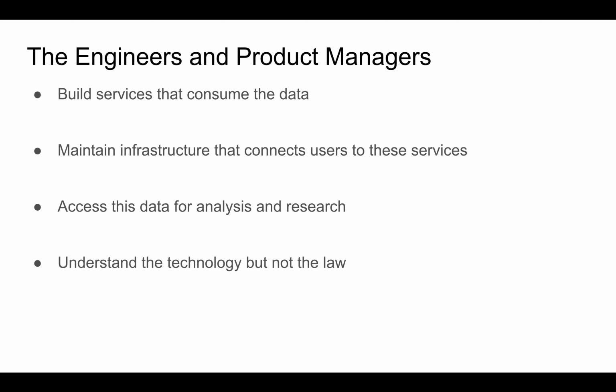The engineers and the product managers are critical because they are the ones who build the services that make your roadmap. They consume the data. These services actually make money for your company. They also maintain the infrastructure that connects the users to these services. So they build the software and then they build the hardware. Those are the two foundations that hold up the stool of your company, if you will. The engineers also access this data for analysis and research, so there are privacy considerations there. And of course, all of these folks understand the technology, but not really the law. So they are critical in shaping a privacy program.